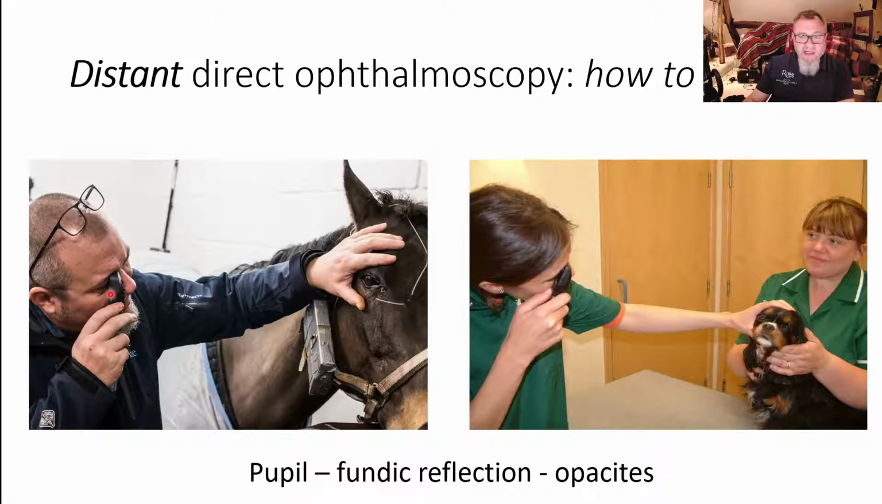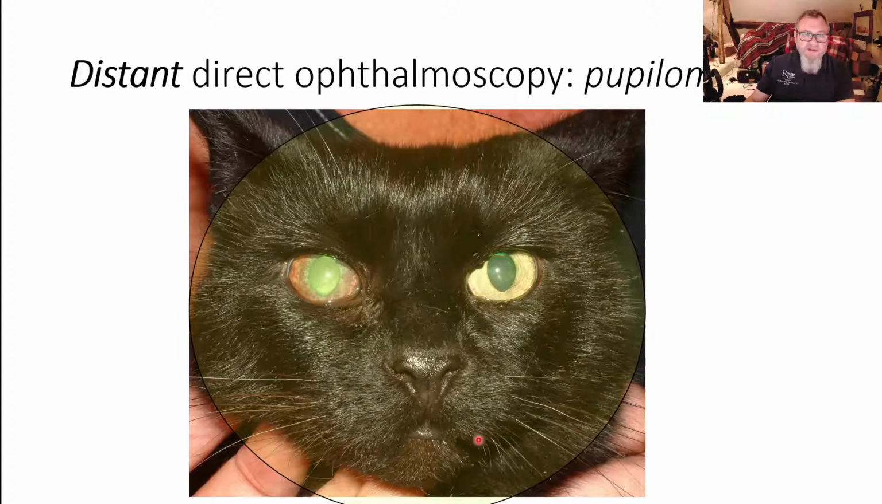The ophthalmoscope is close to our eyes, and we're looking with no diopters, 0 diopters, and the light on the instrument, and we're looking for tapetal reflections. And within that fundic reflection, we're going to look for opacities and also assess the pupil size, shape, responsiveness. So this is how we use this as a pupilometer.